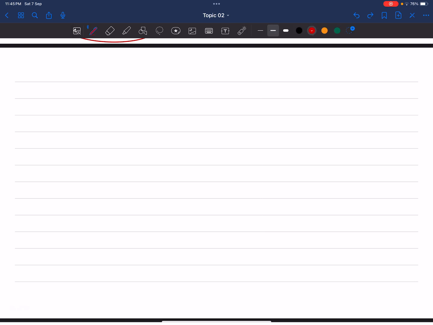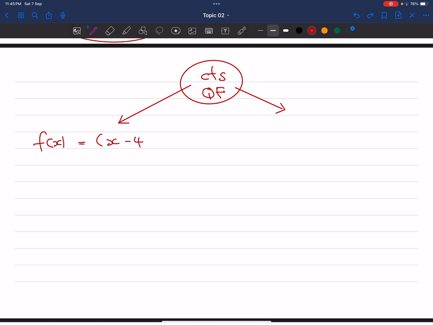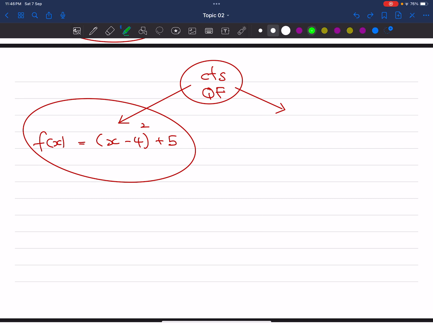I will give you two simple examples. The first one, let us say f(x) equals (x minus 4) squared plus 5. This is complete the square. The number outside the brackets is the y coordinate. So now the y coordinate is 5.